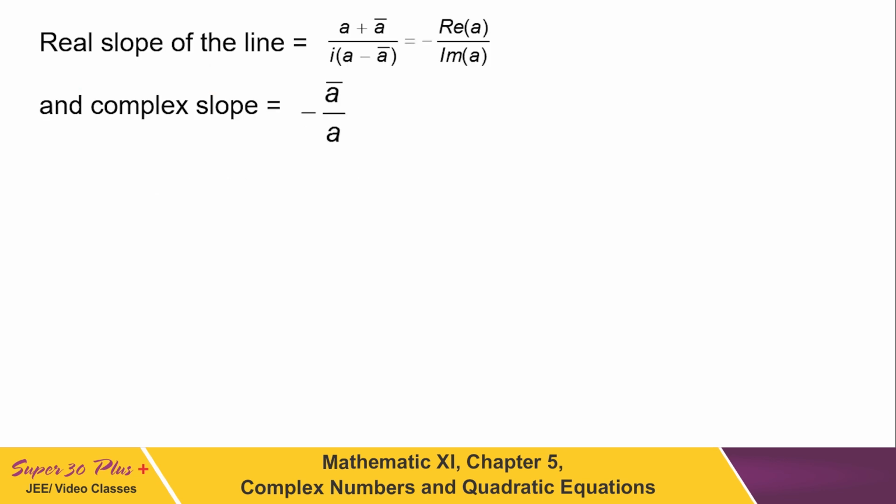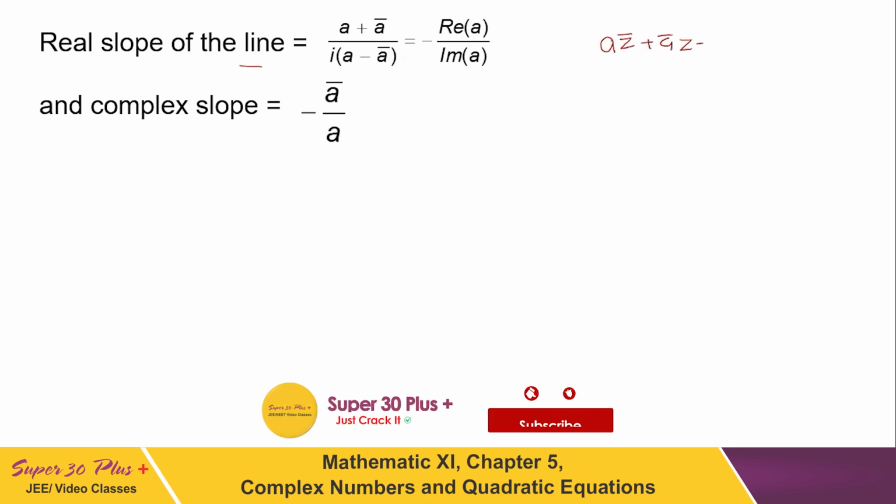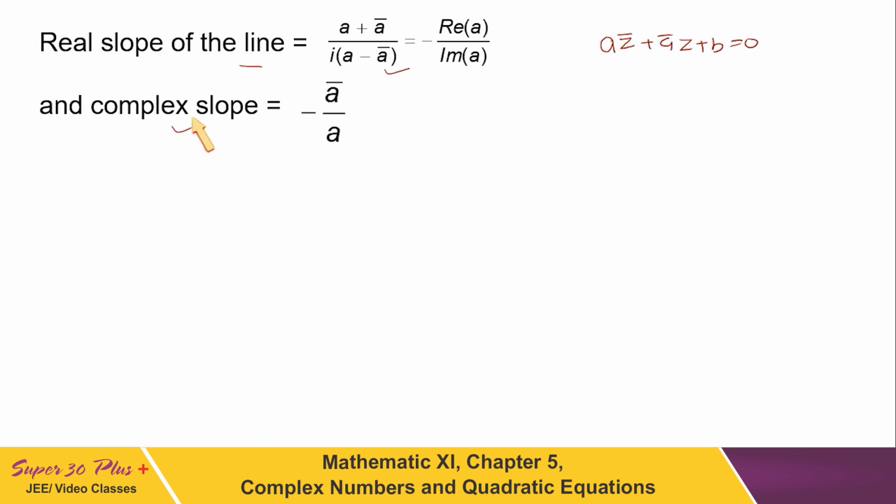Students, the formula is also written here. Real slope of a line is a plus a bar upon iota times a minus a bar. If the equation of a straight line is like this, a z bar plus a bar z plus b equals 0, then the real slope of the line is given by this, and the complex slope of the line is given by minus a bar upon a.